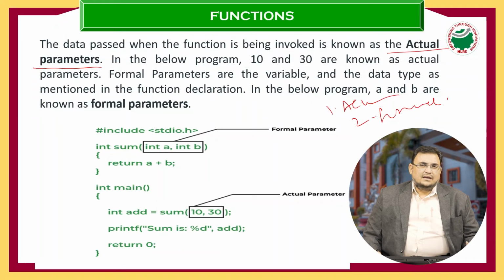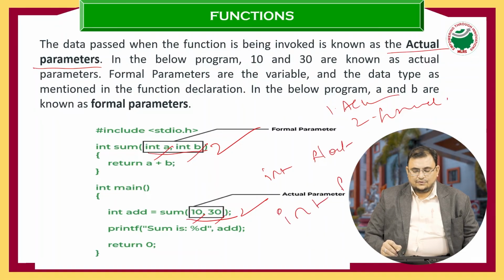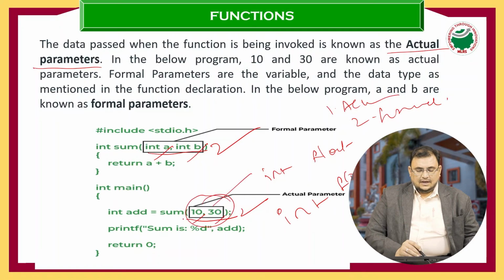Here we need to remember 3 things. The number of actual parameters should be the same as the number of formal parameters. Here the number of actual parameters is 2 and the number of formal parameters is 2. The type of actual parameter is int, and here also the type is int. The order should also be the same. If you pass int, float on the actual side, on the formal side you should also write int, float, not float, int. If any mismatch occurs, it will generate an error. In this program, 10 and 30 are called actual parameters, and A, B are called formal parameters.